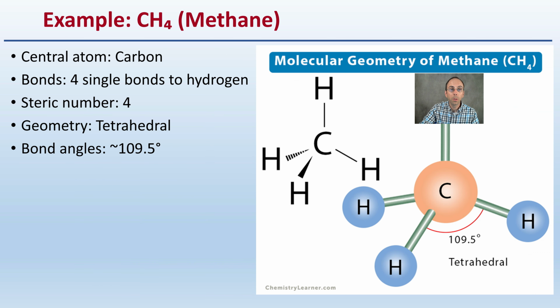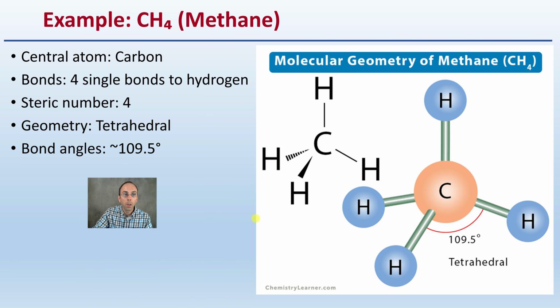If we go through an example here with methane, CH4, our central atom is carbon. There are 4 single bonds to hydrogen. The steric number is 4. The geometry is tetrahedral. The bond angles, therefore, are about 109.5.